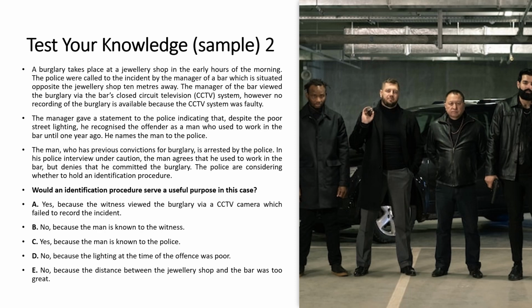In his police interview under caution, the man agrees that he used to work in the bar but denies that he committed the burglary. The police are considering whether to hold an identification procedure. The question is would an identification procedure serve a useful purpose in this case? Now look at the options A, B, C, D, and E. And again, pause the video, answer the question, and again, we return to this question at the end of the class.